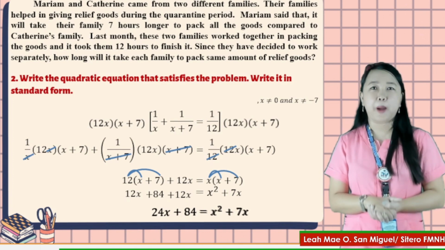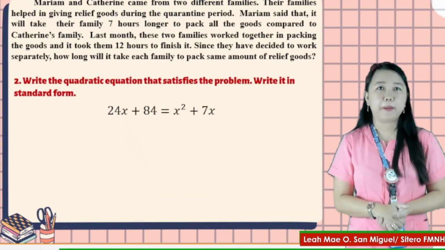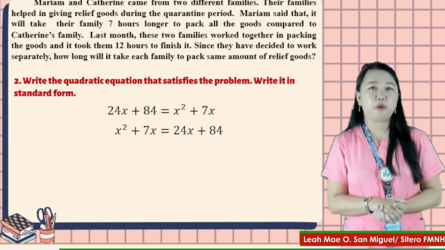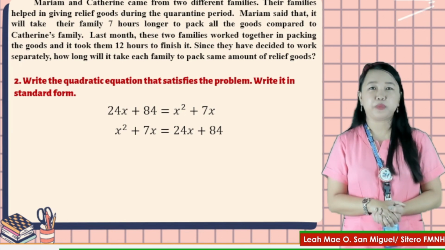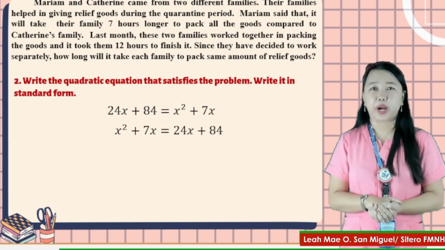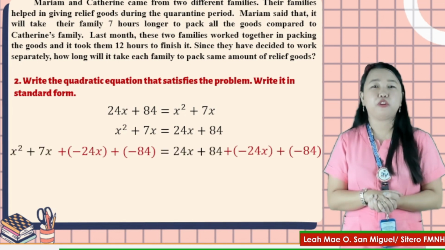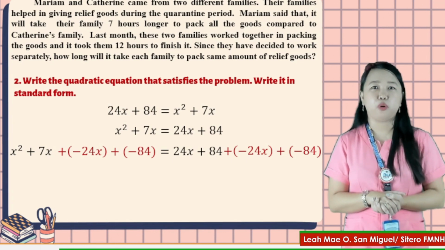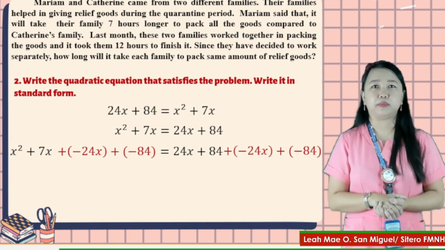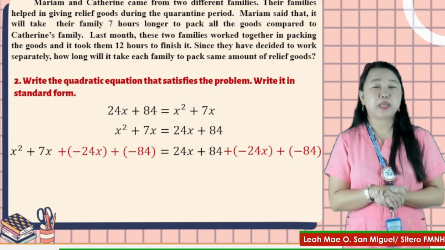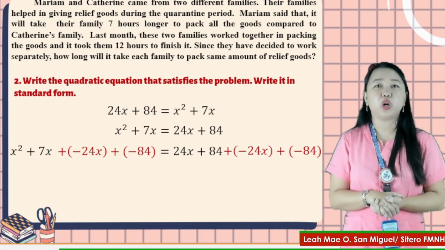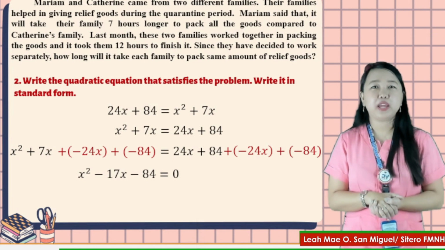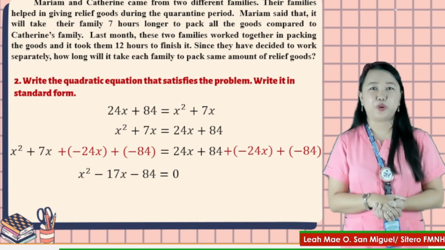Applying the symmetric property, it will become x squared plus 7x is equal to 24x plus 84. To write this in standard form, apply the addition property of equality by adding negative 24x and negative 84 on both sides of the equation. Simplifying both sides of the equation will give us x squared minus 17x minus 84 is equal to 0.